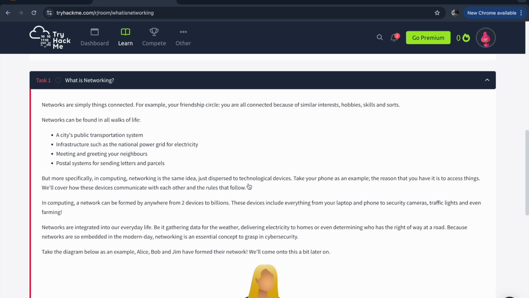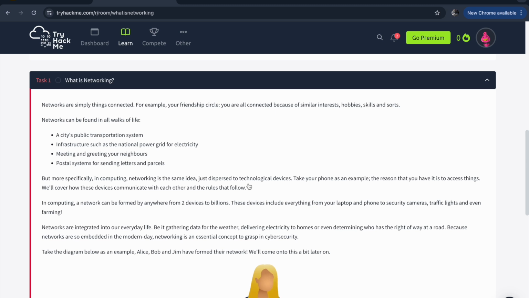Networks are simply things connected. For example, your friendship circle: you're all connected because of similar hobbies, skills, and so on. Networks can be found in all walks of life: a city's public transportation system, infrastructure such as the national power grid for electricity, meeting and greeting your neighbors, postal systems for sending letters and parcels. But more specifically, in computer networking, it's the same idea just applied to technology devices. Take your phone as an example, the reason you have access to things. We'll cover how these devices communicate with each other and the rules that they follow.